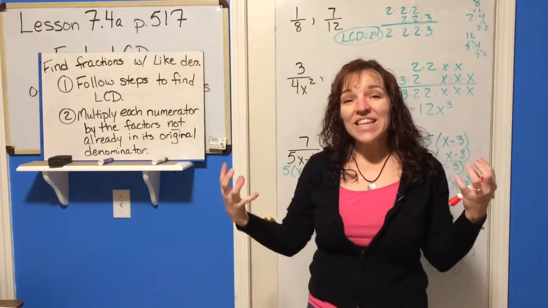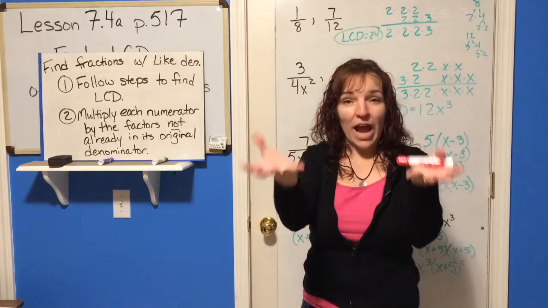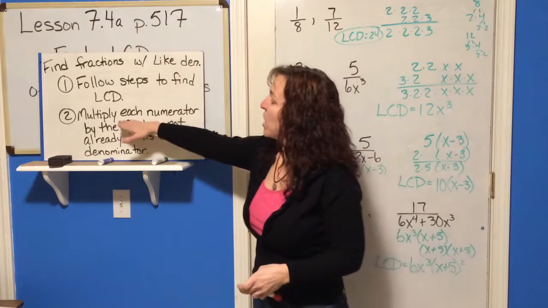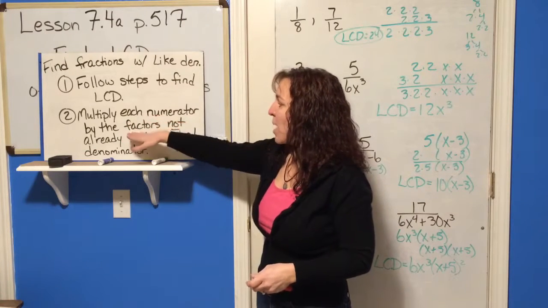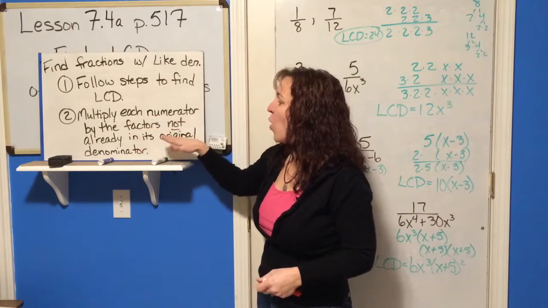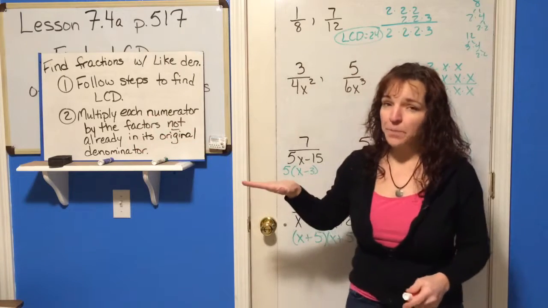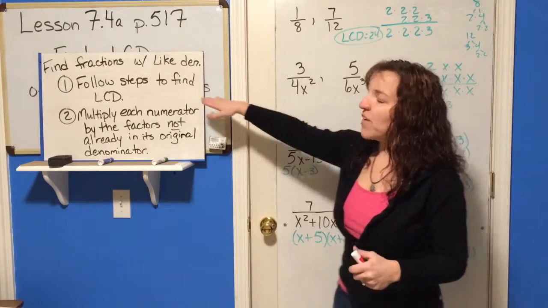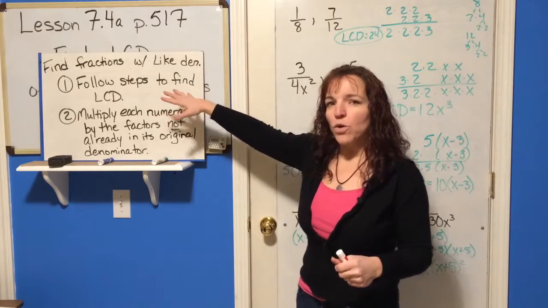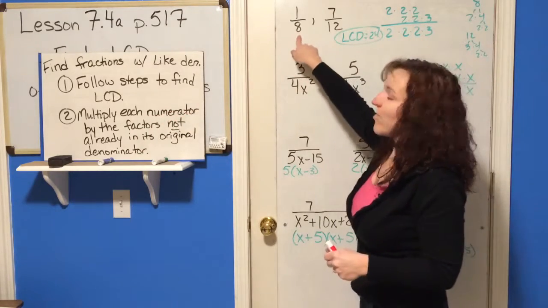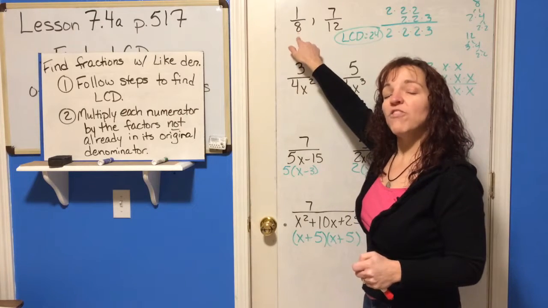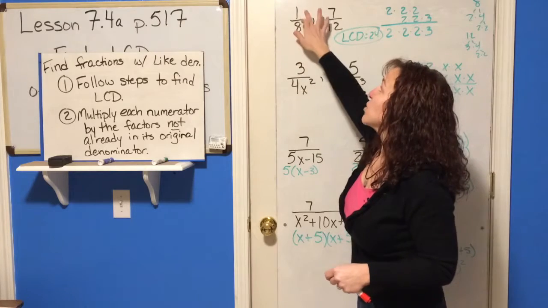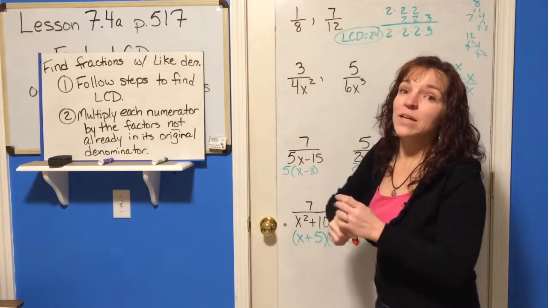After you find the LCD, in order to get fractions that have like denominators, you're going to need to multiply each numerator by the factors that are not already in its original denominator. Okay, kind of pause and let that sink in. So after you find the least common denominator, you're going to look at your denominators and find out what factors are not already in this denominator. And then you'll multiply the numerator by that.